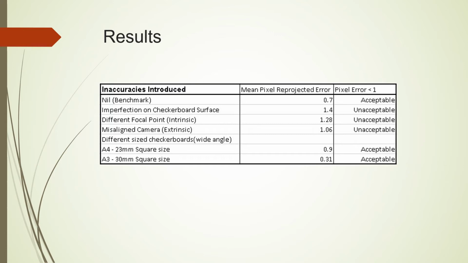In the test of the wide angle, we used the A3 and A4 sized checkerboards. Although both of them show acceptable pixel errors, the A3 has higher accuracy and better calibration in terms of the reprojected errors. These calibrated camera parameters were then exported for further 3D point cloud construction.